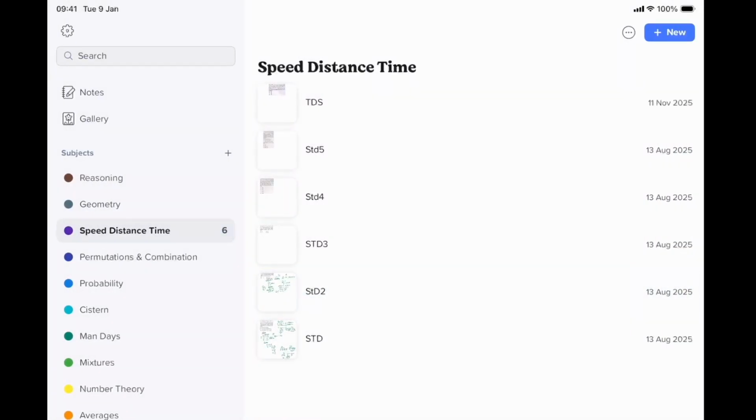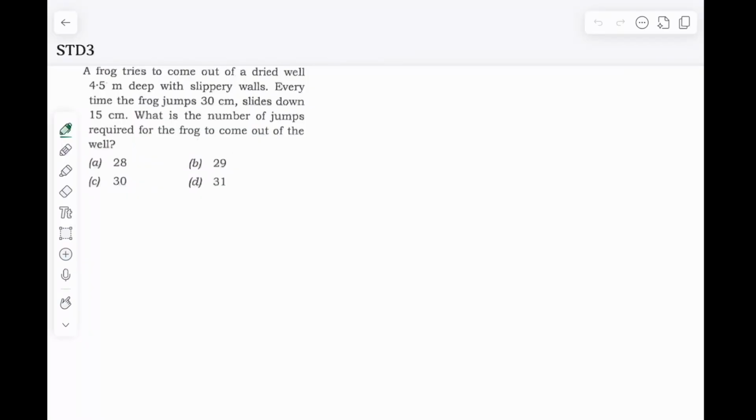Let's try another question. It says a frog tries to come out of a dried well of 4.5 meters with slippery walls. Every time the frog jumps 30 centimeters, slides down 15 centimeters. What is the number of jumps required for the frog to come out of the well? Now, this is an old question we have seen from childhood, and I don't think this is much tricky. So this is the height we have to take as 4.5 meters or 450 centimeters to be precise.